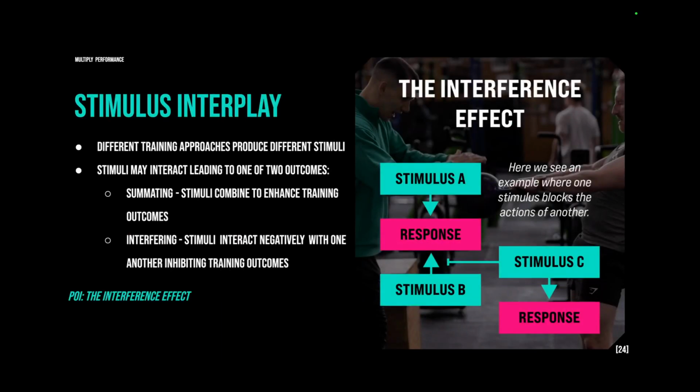Another very quick thing that we're going to cover is just the interplay between different training stimuli. So different approaches are going to lead to different training stimuli being exposed to the body at the same time. Those stimuli can interact in a multitude of ways. Sometimes they won't interact at all. Other times they'll interact in a way that is summative, so they'll combine to create a bigger training dose.